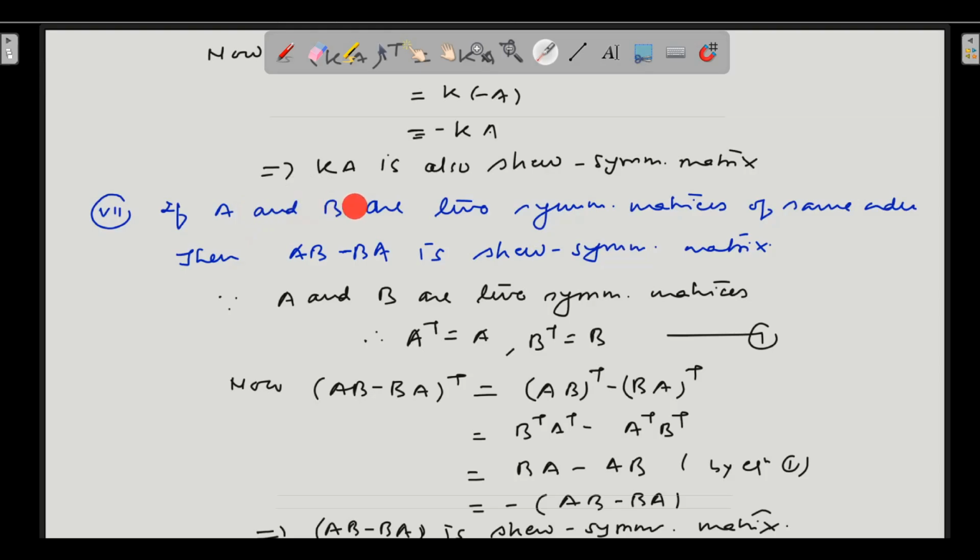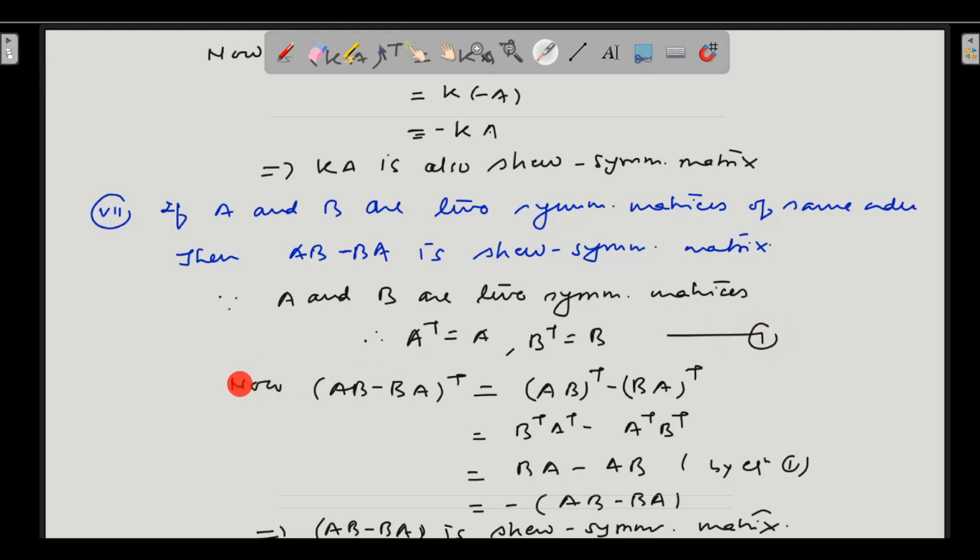Now, the first sentence says that A and B are two symmetric matrices. So let us write: A and B are two symmetric matrices. Now, as A and B are symmetric, A transpose will be equal to A and B transpose will be equal to B, by the definition of symmetric matrices. Let us assume that this is equation number 1.